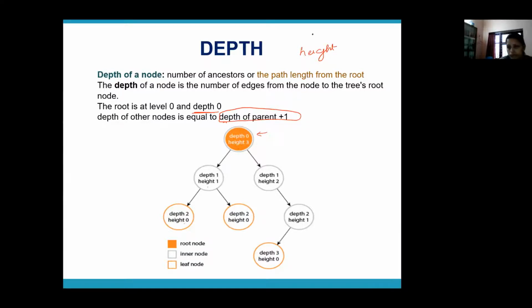These are two terms which you will hear in future. Don't confuse between these terms. Depth is just the number of ancestors or the path length from the root, whereas height is about the longest path. Okay.